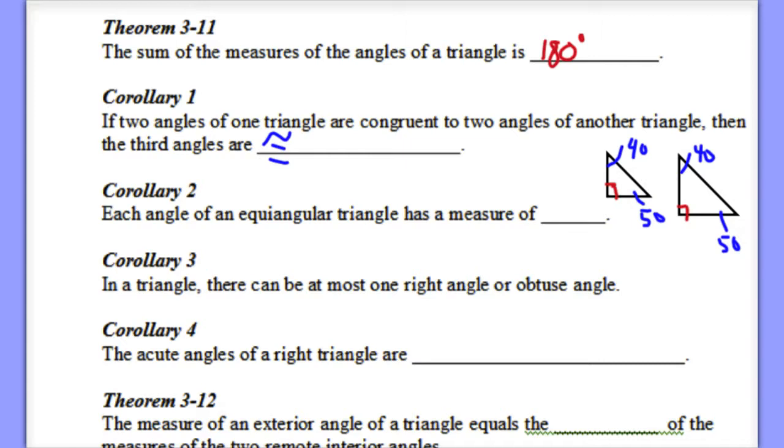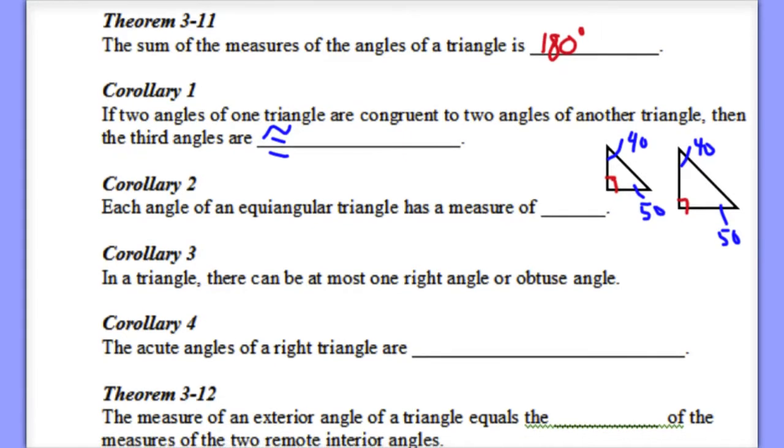The second corollary is about equiangular triangles. So if all the angles on the triangle are equal, and we know that they have to sum to 180, that means that one individual angle would have a measure of 60 degrees.